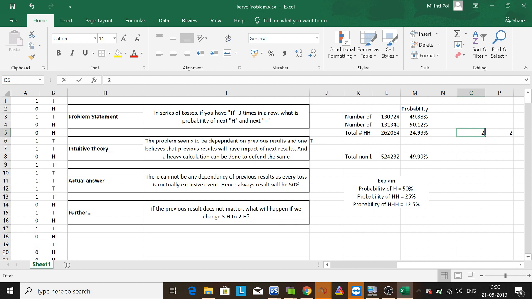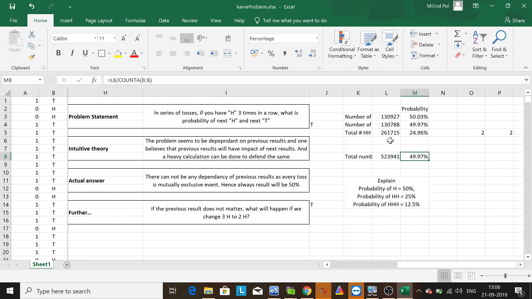There is one interesting thing to observe. If I look at the probability of one H, it comes to about 50%. See, I'm just changing some numbers here. Sorry for the speed of my laptop. It's one of the high-end laptops, but still the calculation is heavy, so it's taking time.